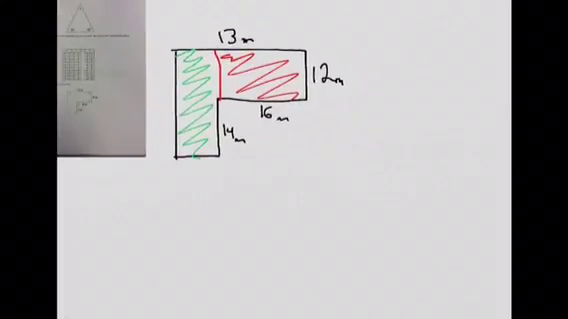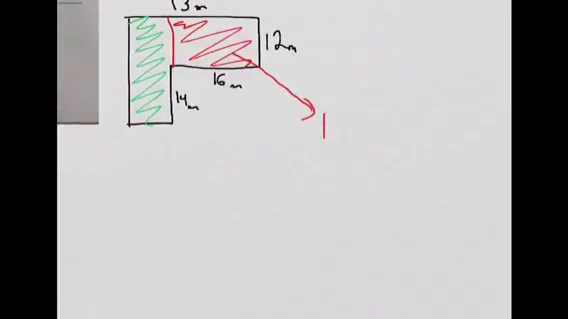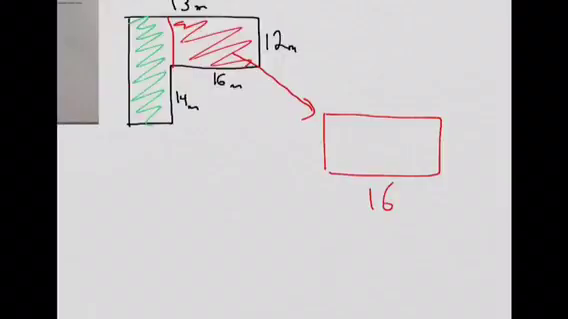So what I need is the area of this, well, let's do the red one first. I have this length, and actually I'm going to draw the rectangle right here. I'm given that this is 16. I'm given that this is 12. Perfect. I can figure it out.